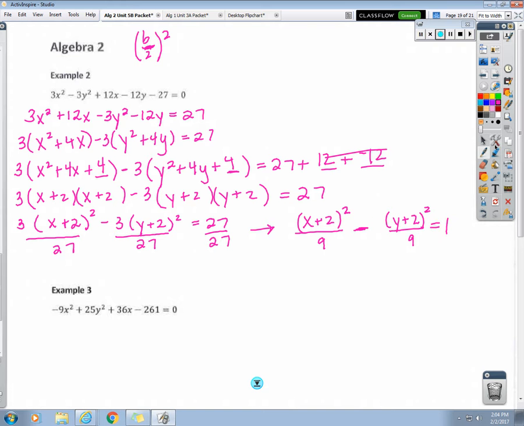Okay, so now that we have our equation, let's identify the characteristics. We know it's a hyperbola. What kind of hyperbola? Horizontal. X came first, which means it's horizontal. What's the center of it? Right? Okay, what's the a value of it? What's the b value of it? So when we do the foci, I want to end up being 3 squared plus 3 squared, which is 9 plus 9, which is 18.